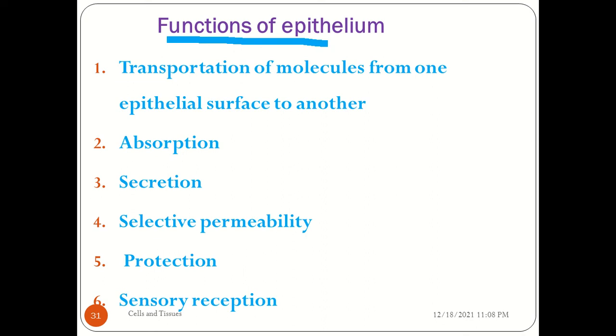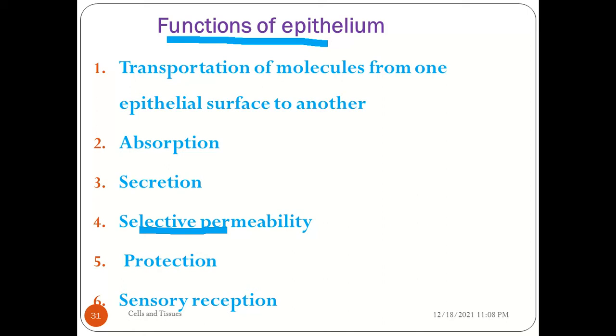Hello everyone. Function of epithelium. Epithelium is used for transportation of molecules from one epithelial tissue to the other. The other is used for absorption and secretion, especially in simple columnar epithelium in the GIT. The other is selective permeability, used to select molecules or materials from one place to the other.